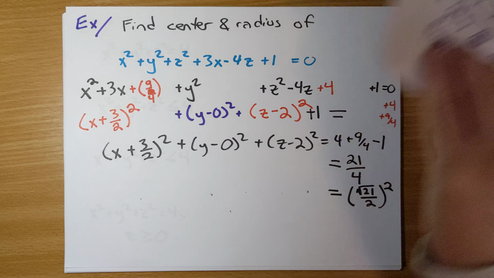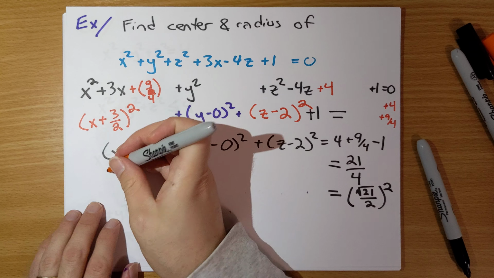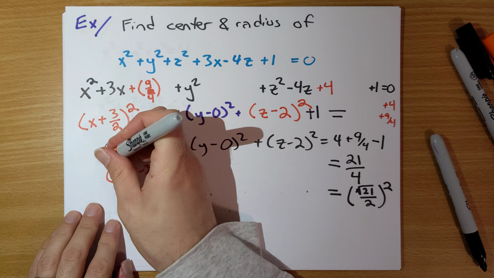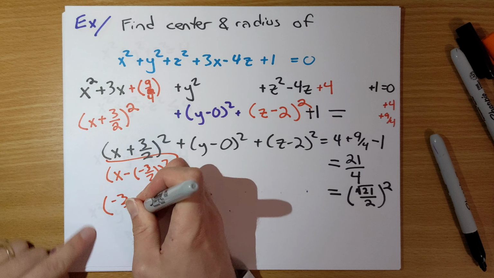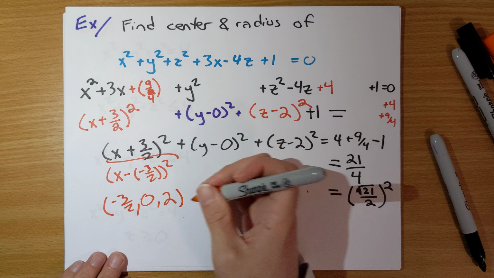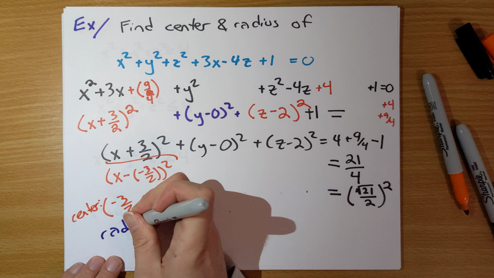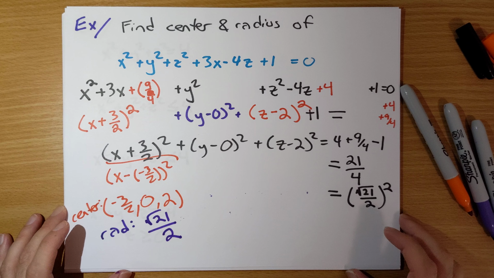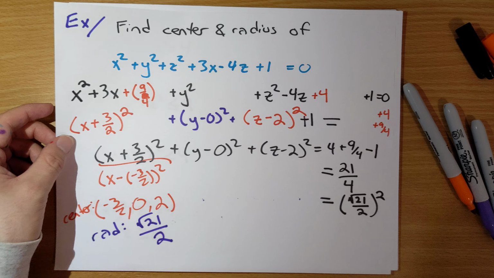So note, I should emphasize, this should be x minus x naught. And so really this term is, we're thinking of x minus negative 3 halves quantity squared. And so the x coordinate here for x naught will be negative 3 halves, and then the y naught will be 0, z naught will be 2. So this is our center, and our radius is square root 21 over 2. Okay, so hopefully that was an insightful example.